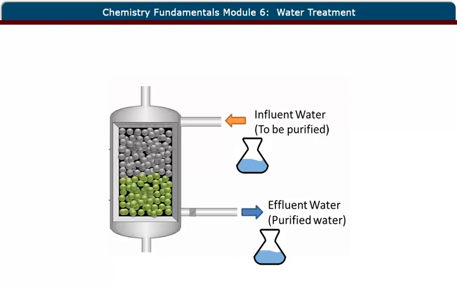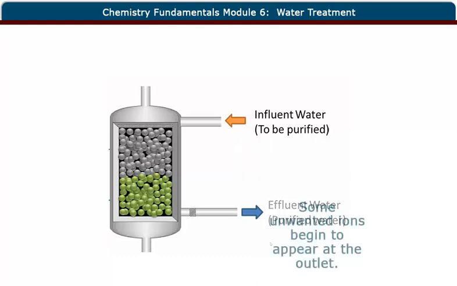If during this sampling of the effluent stream at the outlet, you find some of these unwanted ions are still present, we say that resin breakthrough has occurred. Resin breakthrough is when some unwanted ions break through to the other side, if you will. In other words, the ion exchanger isn't doing its job. Now, this can be caused by several things.